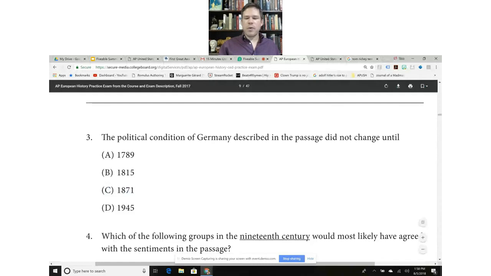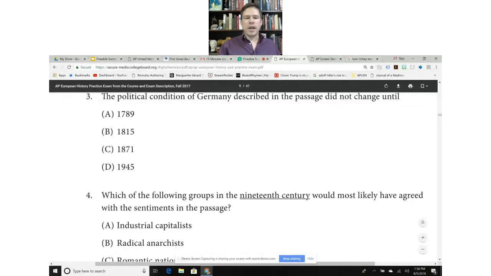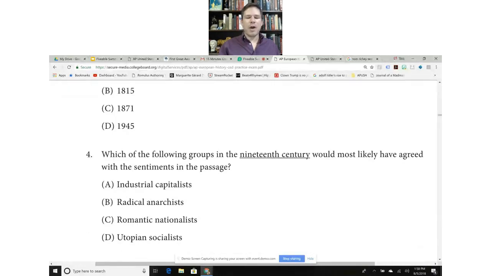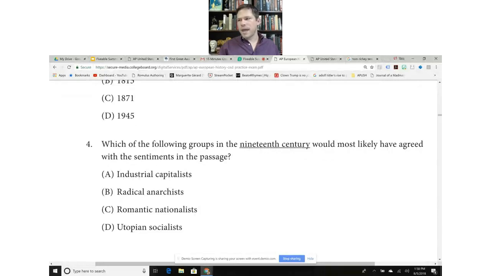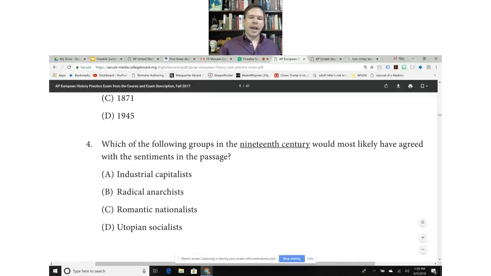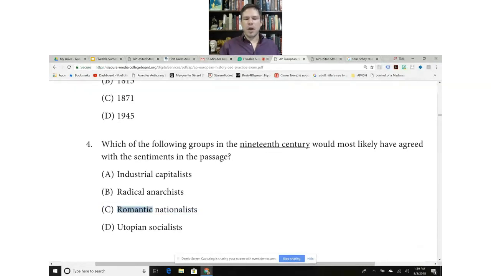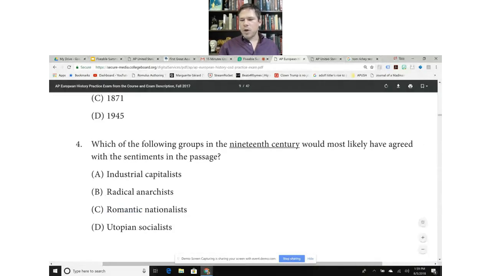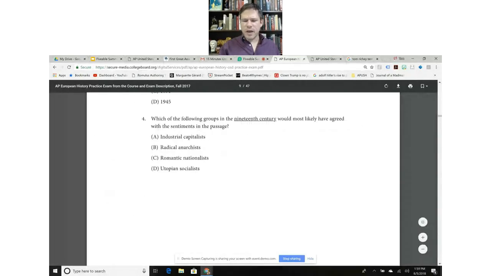And then, which of the following groups in the 19th century would have agreed with the sentiments in the passage? We see a certain amount of nationalism there, and of course romanticism. He's saying, hey, we used to make the Romans tremble here. There's really nothing about socialism, anarchism, capitalism. Do they know what nationalism is? And specifically the romanticism, romanticizing these primitive German cultures that people are seeing as superior to the cultures of that day.